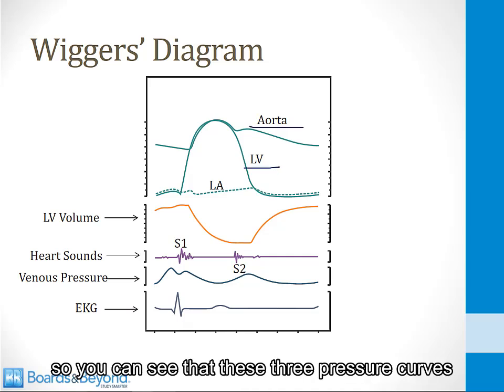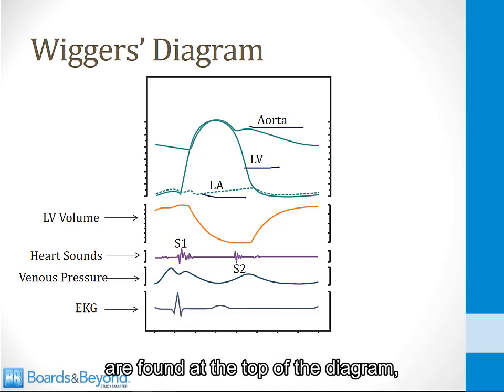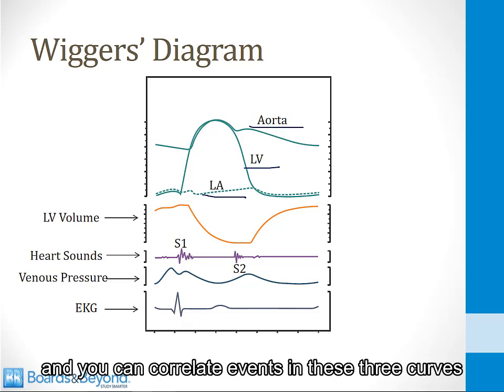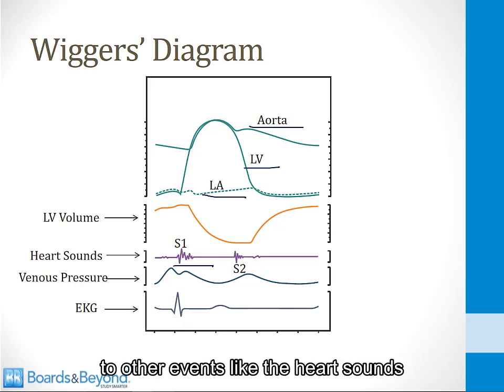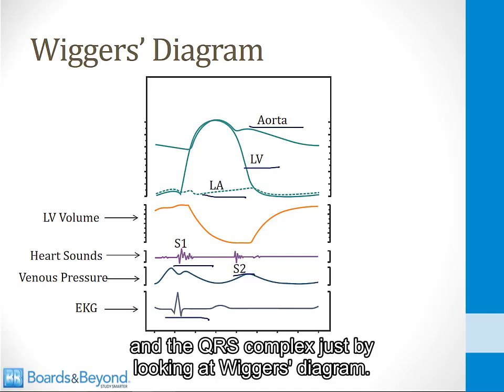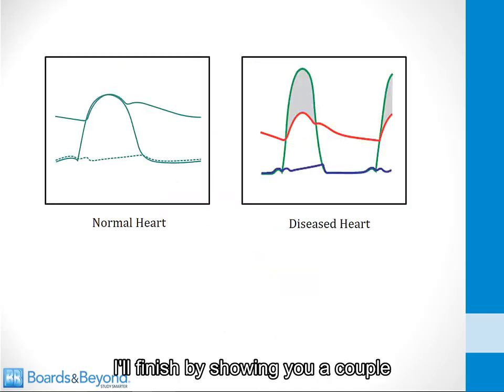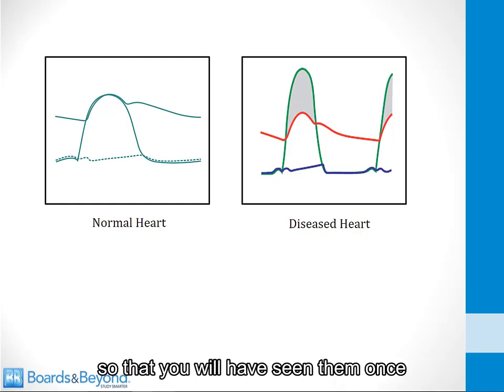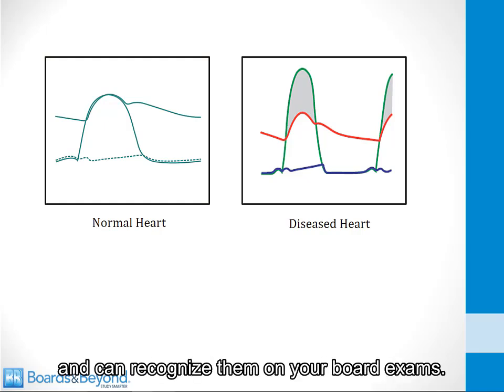that these 3 pressure curves are found at the top of the diagram, and you can correlate events in these 3 curves to other events like the heart sounds and the QRS complex just by looking at Wiggers' diagram. I'll finish by showing you a couple of classic Wiggers diagrams that describe pathologic conditions so that you will have seen them once and can recognize them on your board exams.